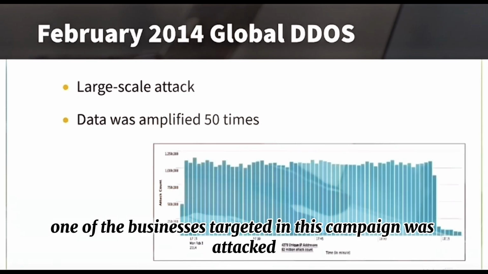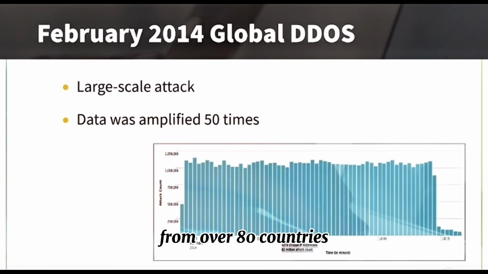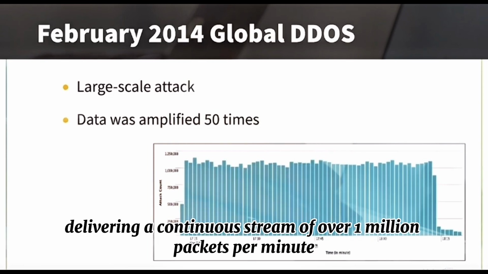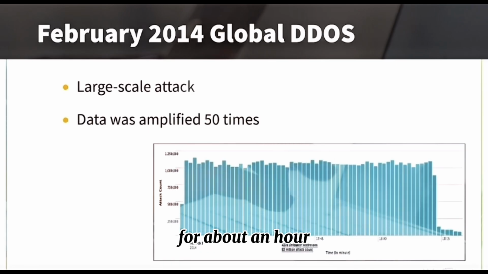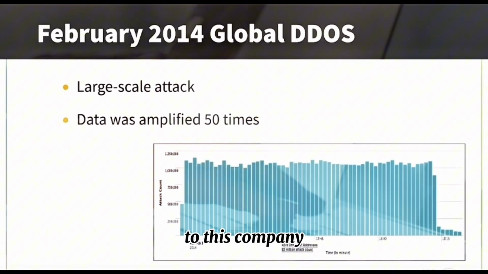One of the businesses targeted in this campaign was attacked by 4,278 individual IP addresses from over 80 countries, delivering a continuous stream of over 1 million packets per minute for about an hour. The graphic shows the timeline of data arriving from the internet to this company.